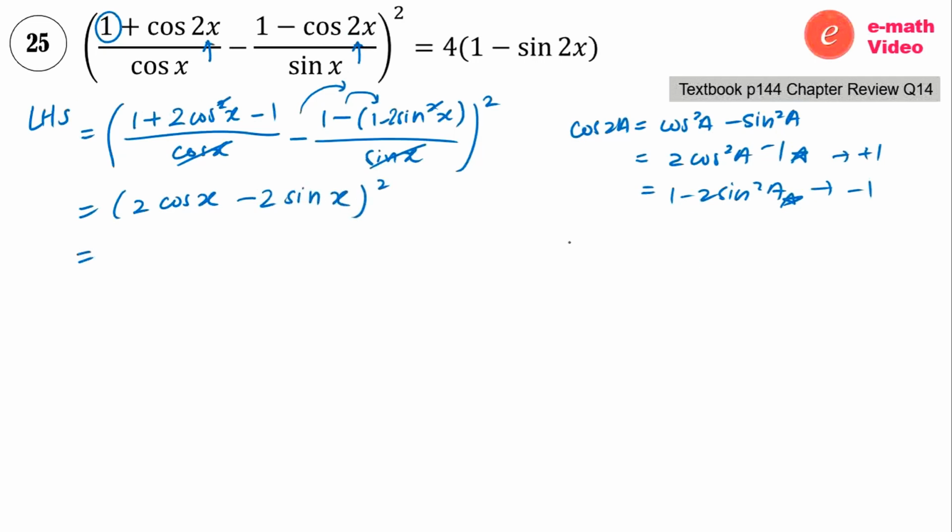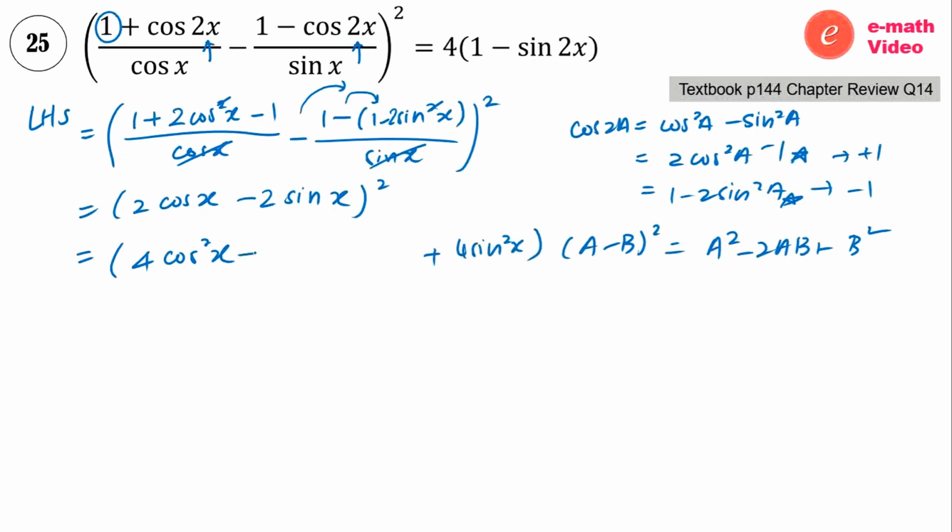Okay, it's very familiar, right? We have a minus b square is actually equals to a square minus 2ab, sorry, it's a plus b square. So we'll have a 4 cos square x plus 4 sine square x. Then minus 2 times 2 times 2 is add sine x cos x. Okay, we don't need the bracket anymore.